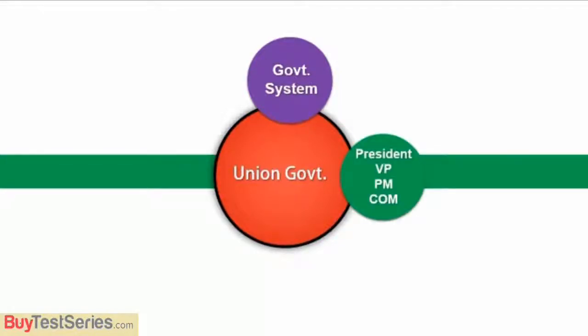Then we understand president, vice president, prime minister, and council of ministers. This is very important part. We understand the election of president, the election of vice president, similarly the appointment of prime minister and the appointment of council of ministers, their functions, all these things we'll see here. System of government will take about 1 hour, and president, vice president, prime minister, COM about 2 hours.